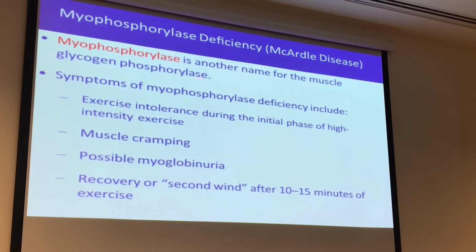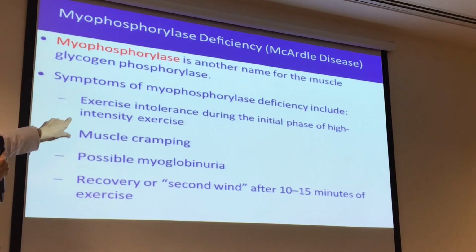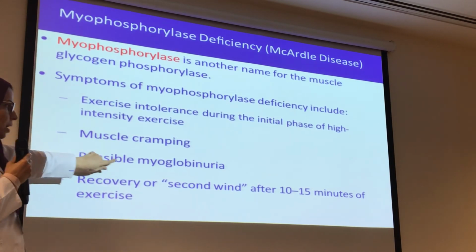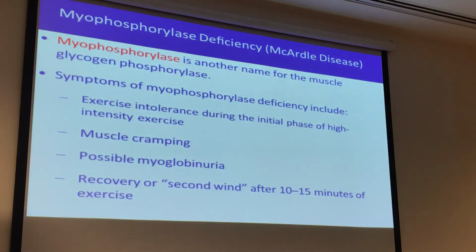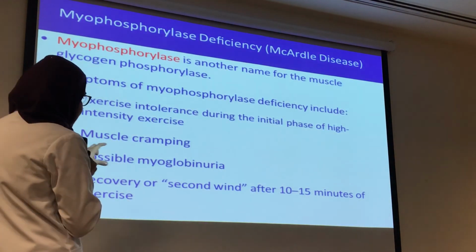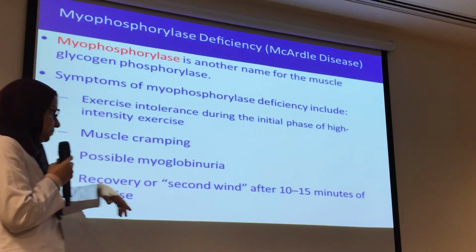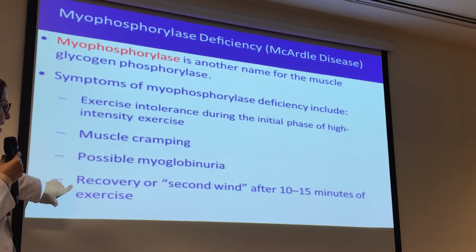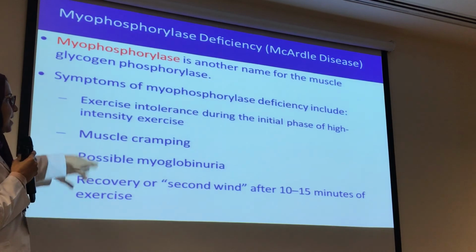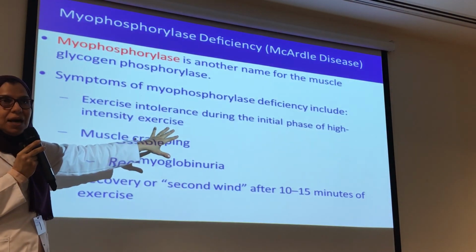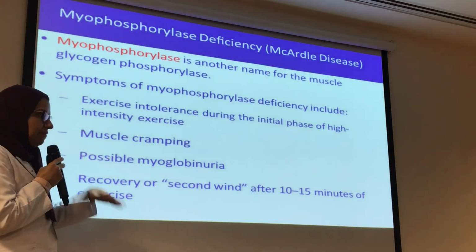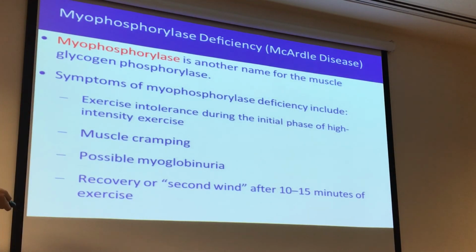This is McArdle. They have exercise intolerance, muscle cramping, myoglobinuria. What is myoglobinuria? They will have myoglobin in the urine, because there will be breakdown of the muscle tissue, so myoglobin will be released in the urine. They will have recovery after 10 to 15 minutes of exercise. So the problem is the initial phase of exercise, but after that, they will recover after 15 minutes.